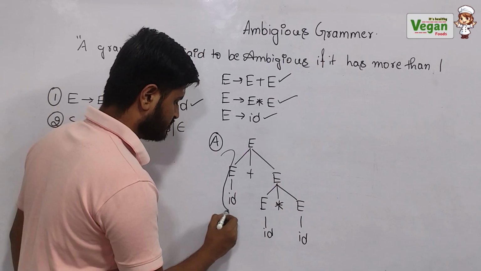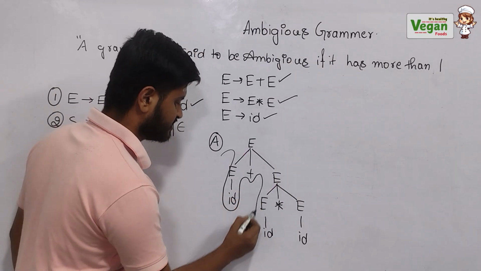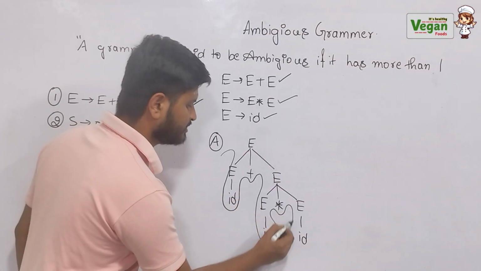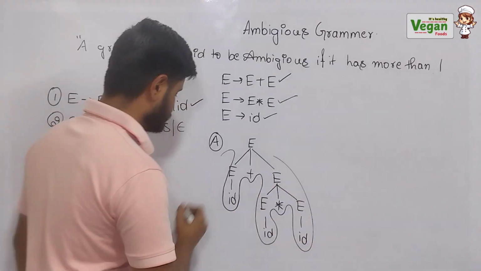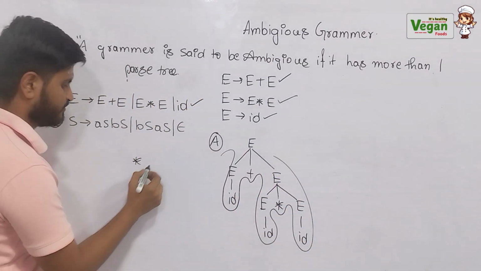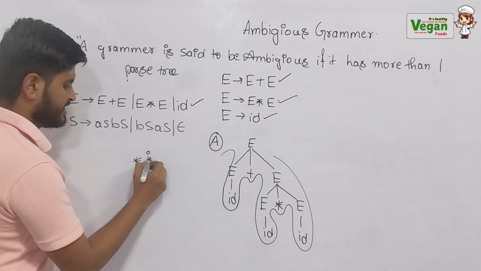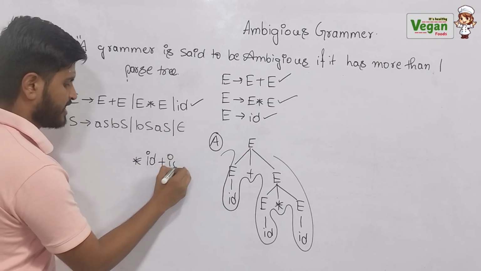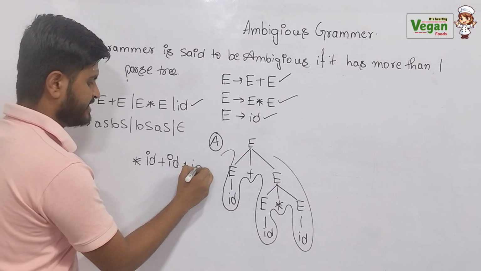Now travel from the left side towards the right side using the leaf nodes. So which is the leaf node? ID plus ID star ID. So what is my string? My first string, of tree A, is ID plus ID star ID.